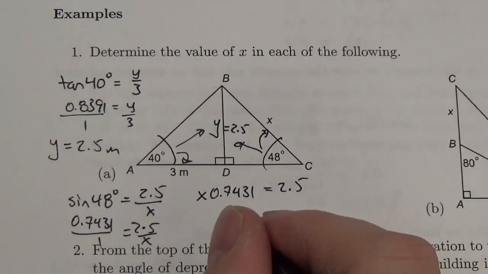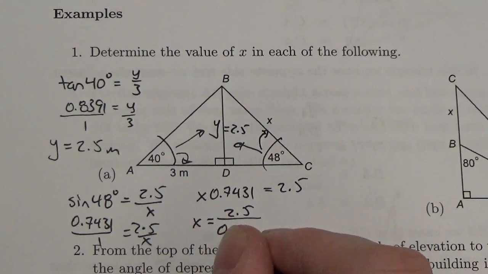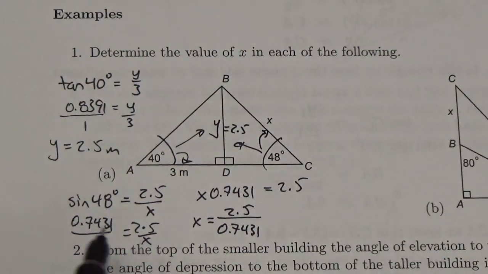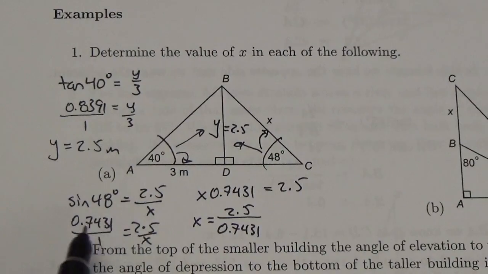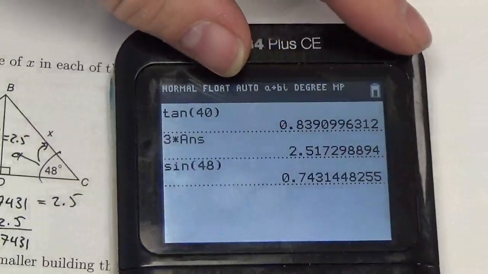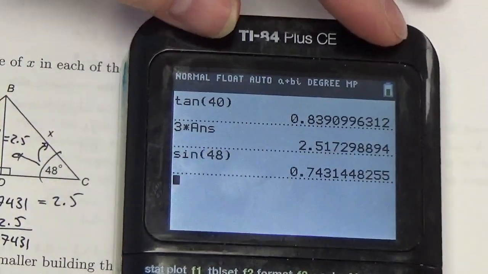And now I'm going to divide. I'm going to take x equals 2.5 divided by 0.7431. In this case, I have to divide because I ended up multiplying the variable by a number, not 1. Now, on this calculator, I can actually do this to a degree of precision that some calculators can't do.